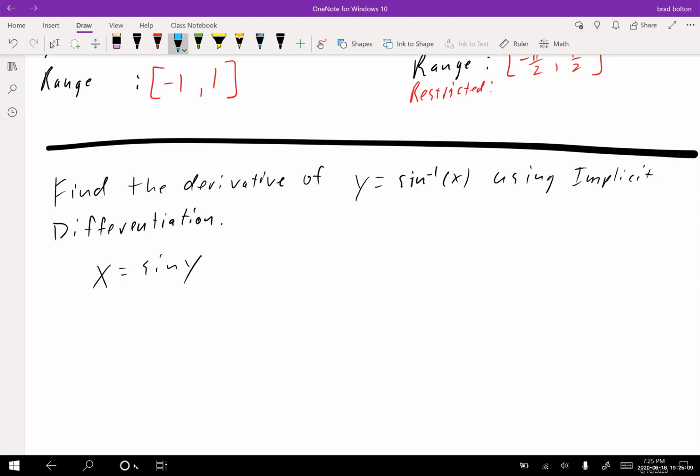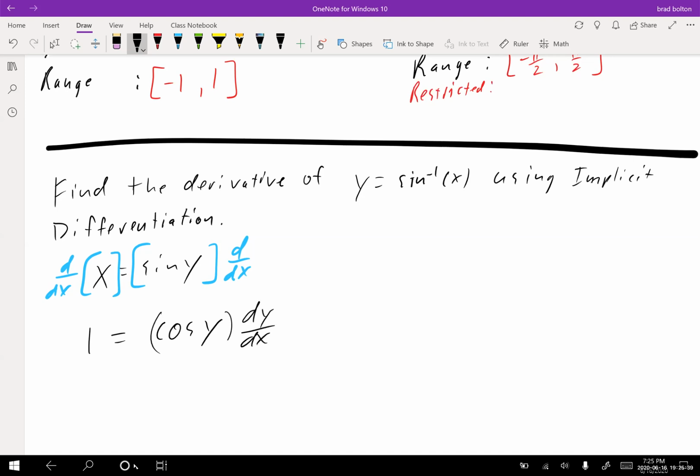Okay, so we're going to start with x equals sine y, and then we're going to differentiate both sides. So I'm going to take d/dx of both sides. That's going to give me 1 equals the cosine of y, but remember, we're differentiating y with respect to x, so we have to attach a dy/dx, or you could even call it y prime. I think y prime will be a little bit cleaner. So I have to attach a y prime because of the chain rule.